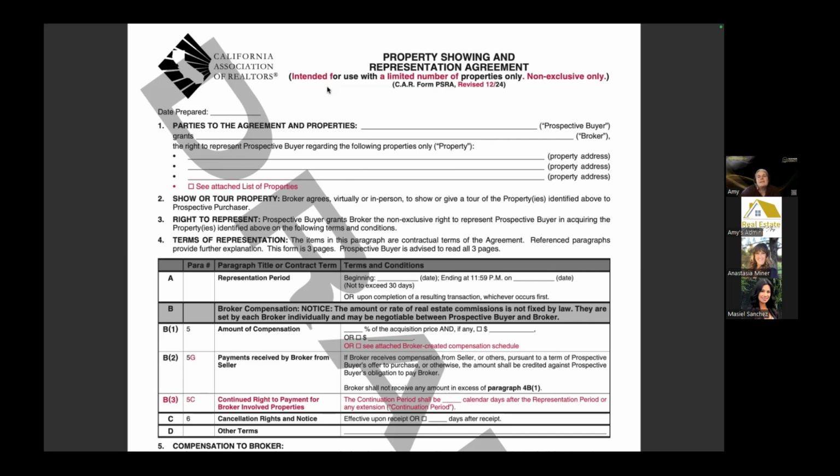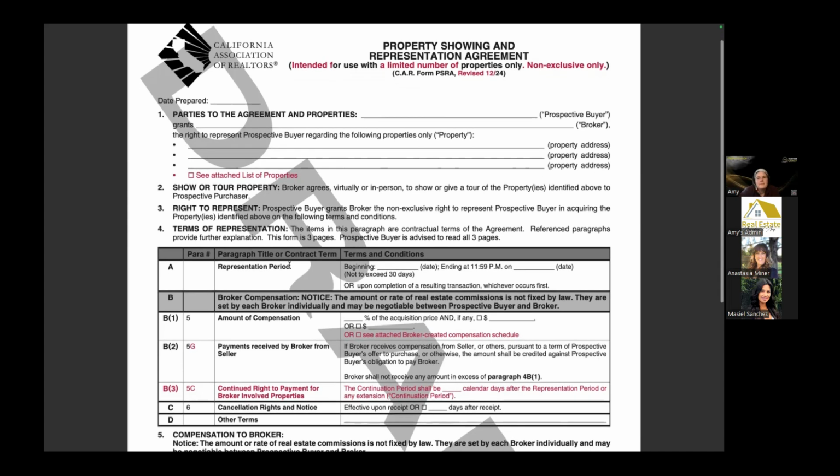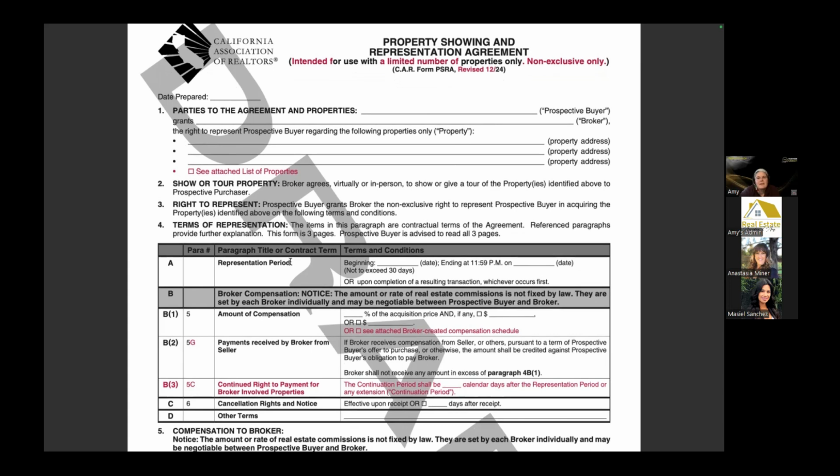And just the properties that we actually showed them. Okay. And it's not to exceed 30 days. So it's 3 properties or 30 days. Okay. See attached list of properties. You shouldn't need an attached list because there's only supposed to be 3. Although it doesn't say that now. It just says limited number. I was just looking if it clarified.